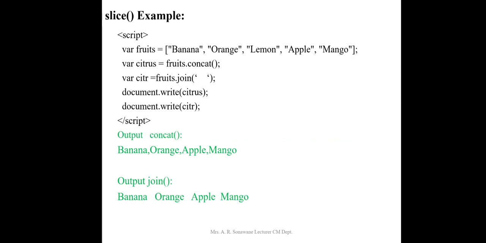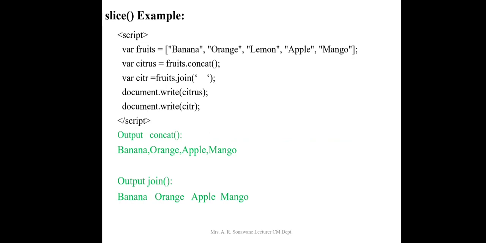Then citrus is a variable in which I have to concat the elements. So fruits.concat: all these elements from the array will get concatenated. Similarly, I have created one more array, say CITR, and in that I have used a join method. But in the join method, I have used one separator. So space is the separator that I have used specifically for the join method.